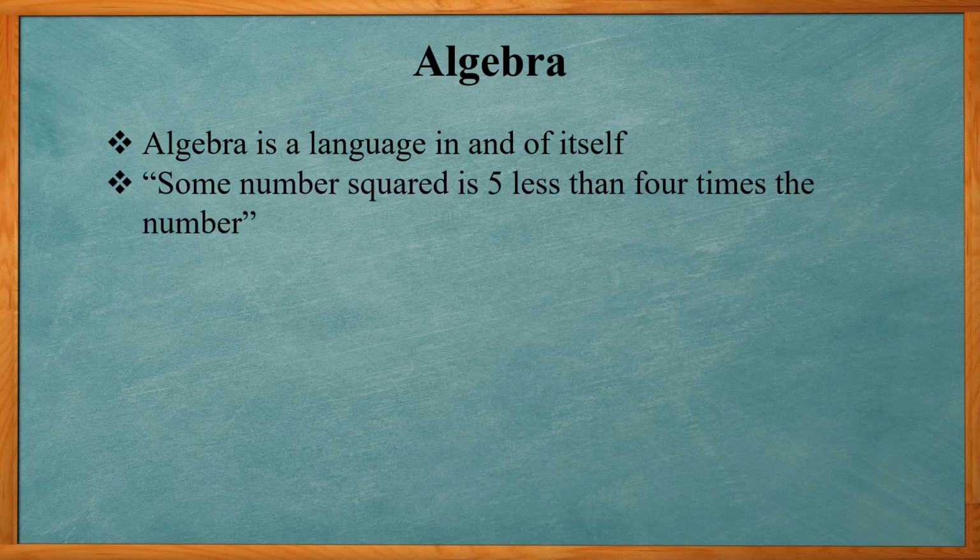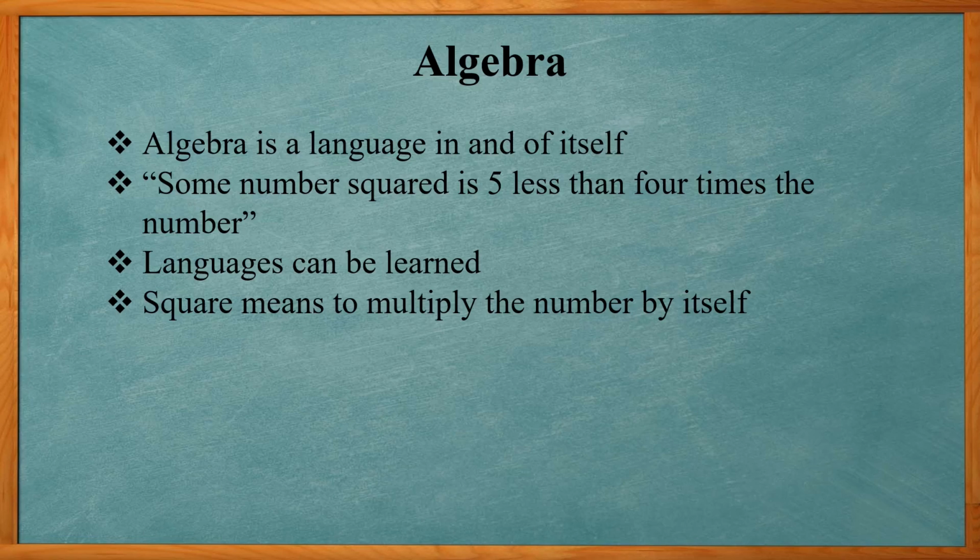So if I said some number squared is 5 less than 4 times the number, would you be able to translate that into an algebraic expression right away? Maybe not, but I'm going to go through this so you can understand how to do it. Just like any other language, algebra can be learned.